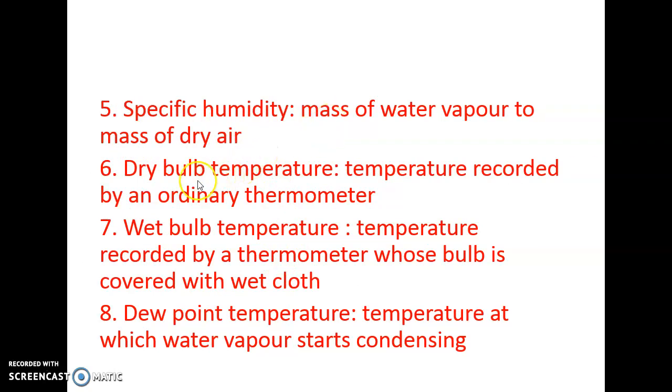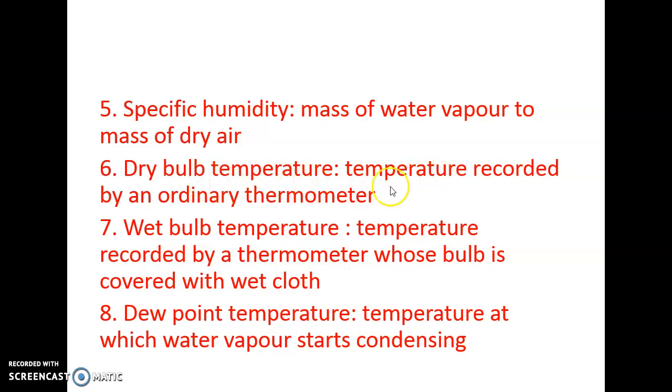Other definitions are dry bulb temperature. The temperature recorded by an ordinary thermometer is the dry bulb temperature. The temperature recorded by a thermometer whose bulb is covered with a wet cloth, moving with a small velocity of some 5 to 10 meters per second, is said to be the wet bulb temperature. Dew point temperature: the temperature at which water vapor starts condensing is called the dew point temperature. The temperature at which dew begins to form is the dew point temperature.